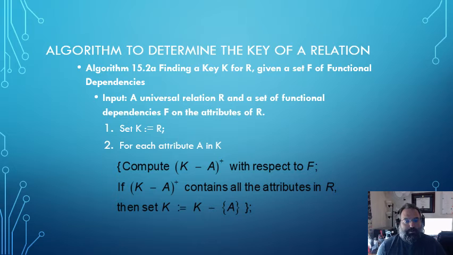Algorithm to determine the key of a relation. Algorithm 15.2a, finding a key K for R given a set F of functional dependencies, is as follows.